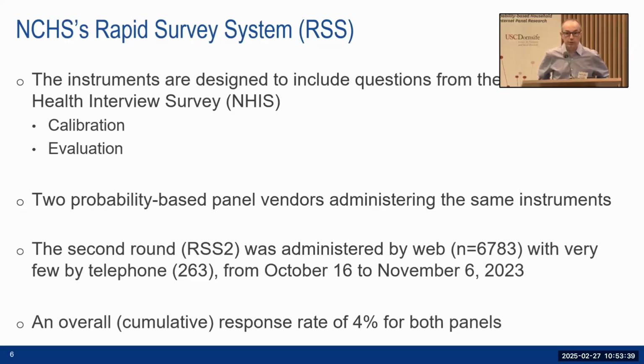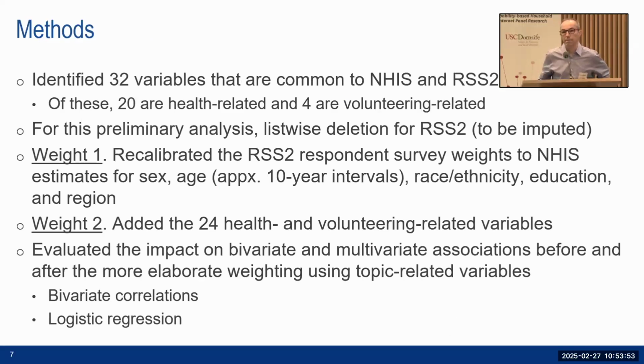And one noteworthy thing, which is not surprising for a probability-based web panel, is an overall response rate of 4%, right? So there is a lot of potential for bias going on. So I identified 32 variables that are common to NHIS and RSS2. 20 of those are health related. 4 of those are volunteering and voting.